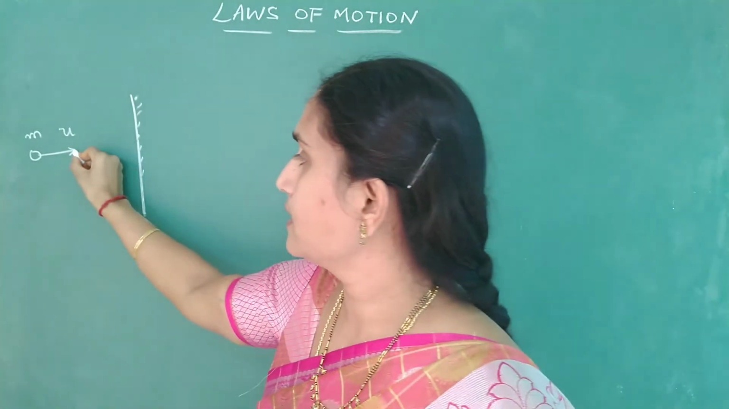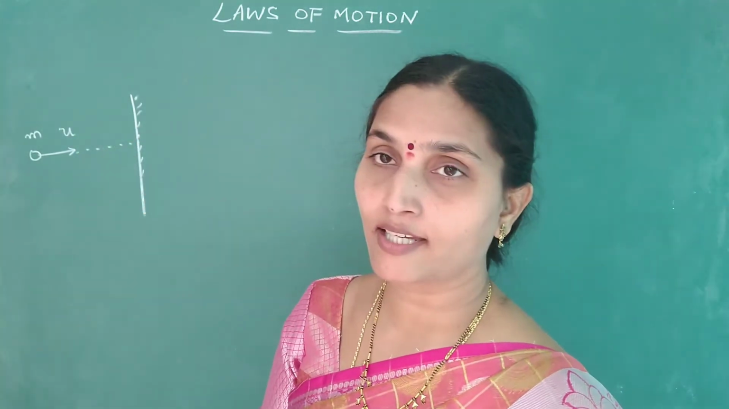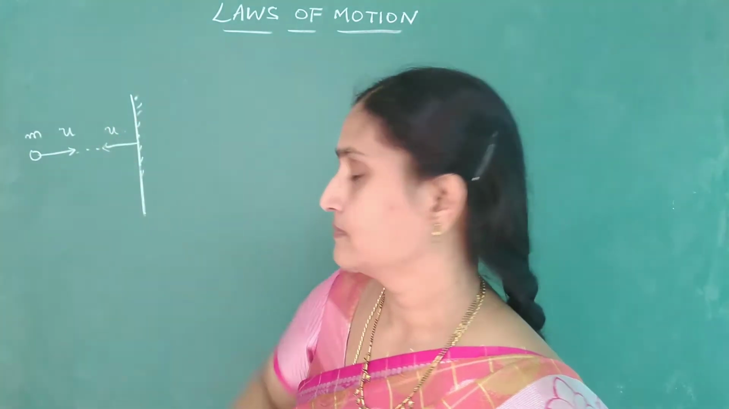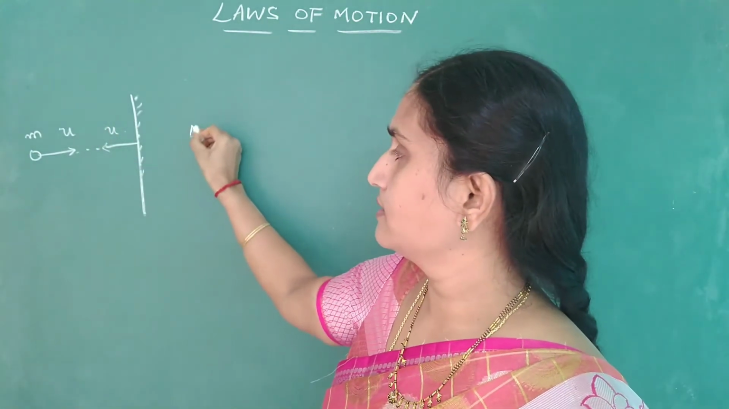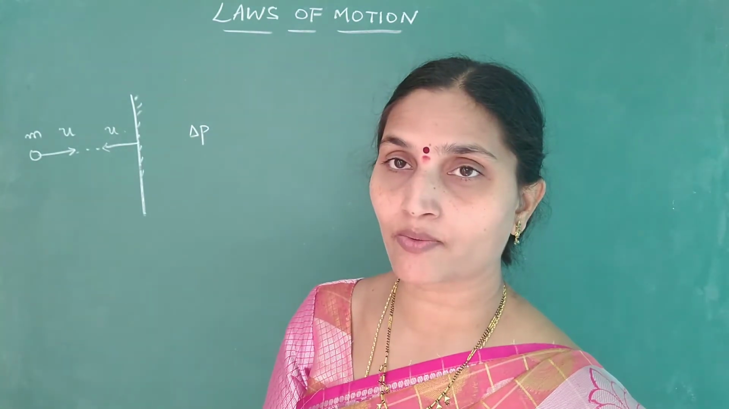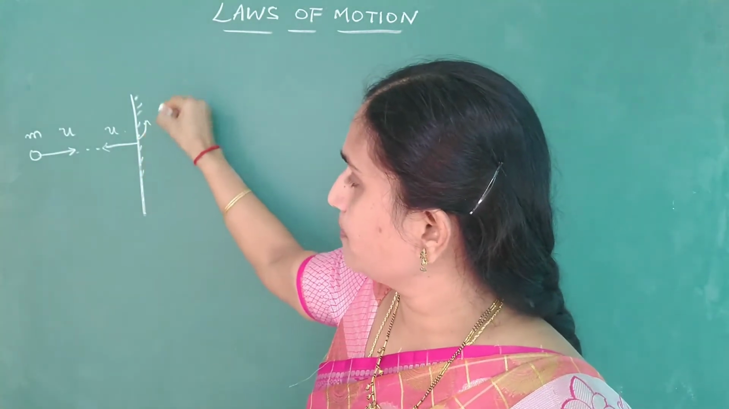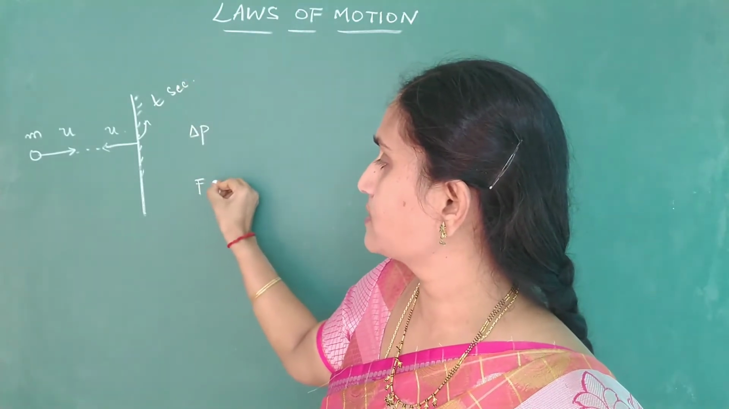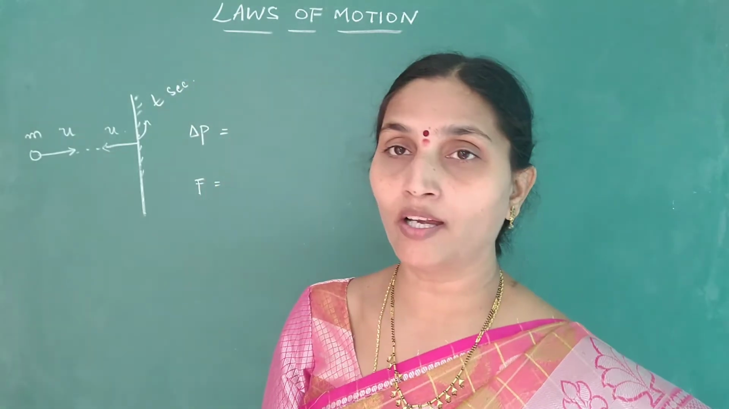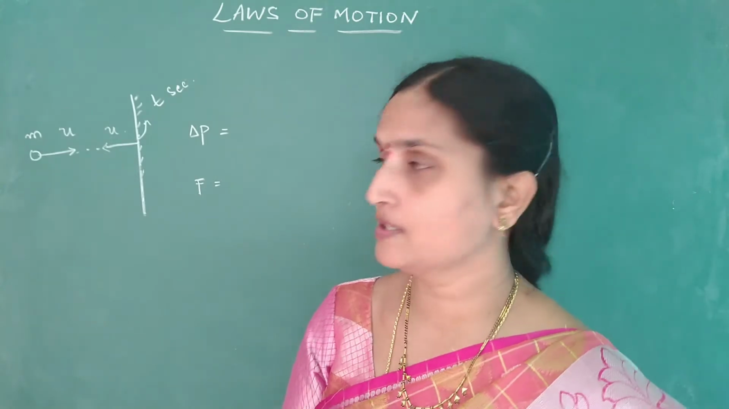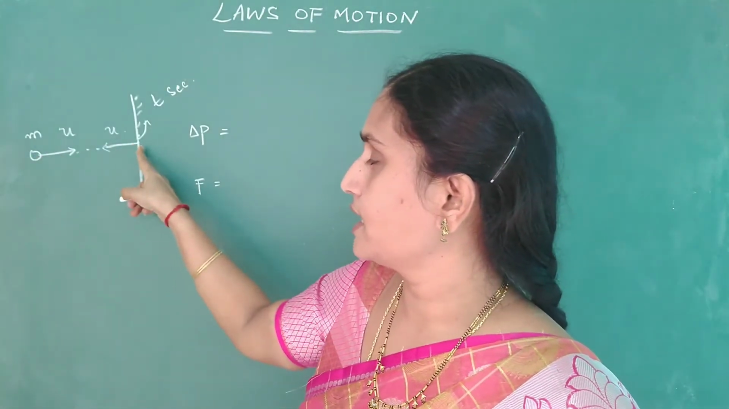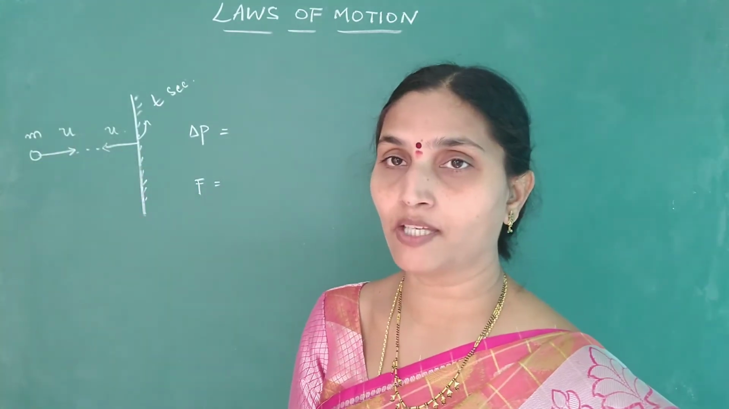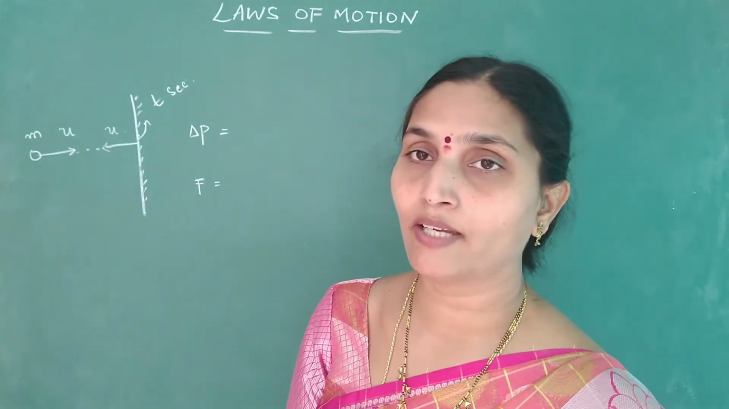Okay, if a ball goes and hits the wall horizontally and bounces back with the same speed, what is the change in momentum? First question: if the time of impact is t seconds, calculate the force exerted by the ball on the wall. I repeat the question. A ball is projected horizontally. It is hitting the wall and bouncing back with the same speed. Then what is the change in momentum?